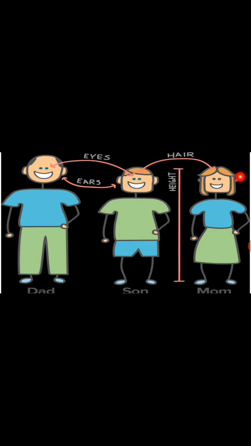Before that, let's observe this picture. From this, what can we understand? This is a picture about heredity. The middle one is the sun, and from the arrows we can understand that some characters, physical or biological, are transferred from parents to offspring. It means heredity is the transfer of biological characters from one generation to another via genes.